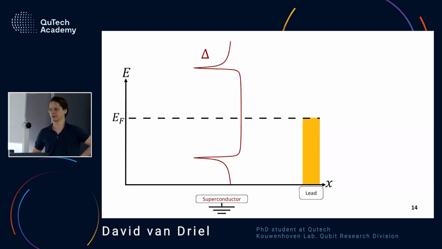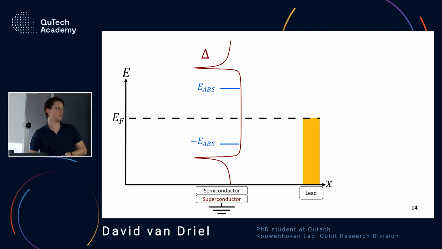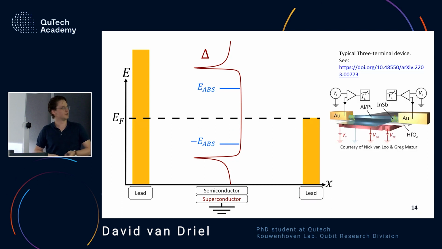We add a superconductor gap, we add a semiconductor, we get Andreev Bound States, we get two, right? Positive energy, negative energy. And this is your typical two-terminal device like I showed you before that allows you to do tunneling spectroscopy. But we can do better than this. We can add at least one more lead, and then you get a three-terminal device, which allows you to do more fancy stuff like non-local spectroscopy, which is not really relevant for this talk.